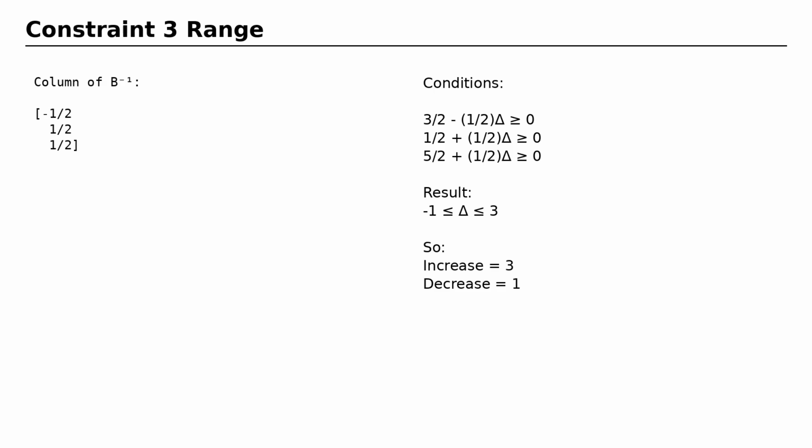For constraint 3, we again use the corresponding column of b inverse. Solving the inequalities gives -1 less than or equal to delta less than or equal to 3. So the allowable decrease is 1, and the allowable increase is 3.